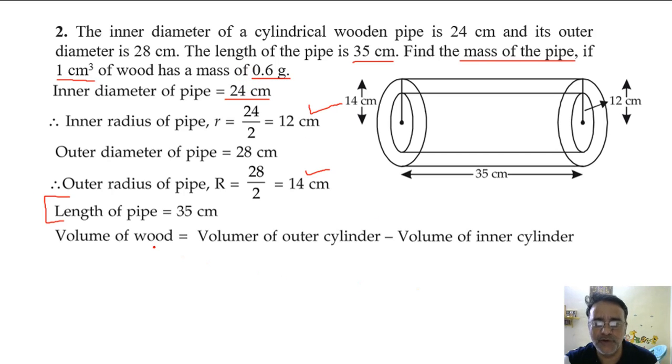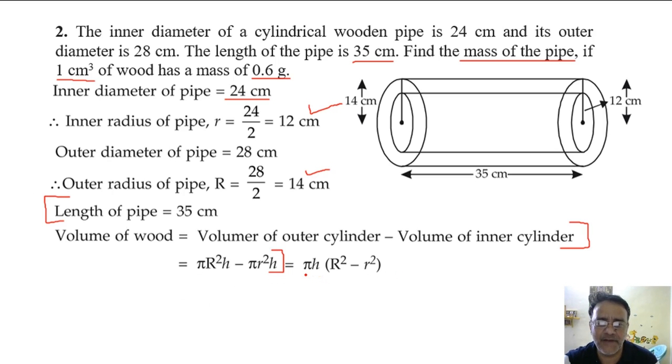So the volume of wood will be equal to the volume of outer cylinder minus the volume of inner cylinder. Is this part clear to all of you? Yes, sir. Okay. So the volume of outer cylinder, just now I told, is pi capital R square h, and this is pi small r square h. We can take common from these two. What can we take? Pi h. Now substitute all the values.